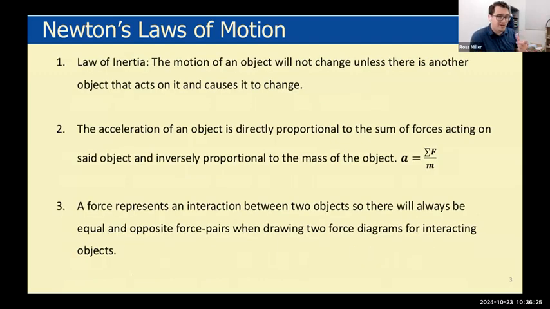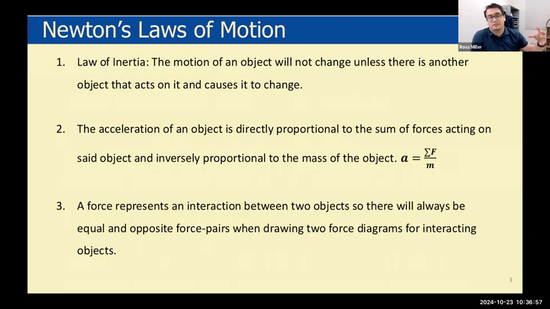I've edited the way they're written in books a little bit. So the first law of motion is often called the law of inertia. It says the motion of an object will not change unless there's another object that acts on it and causes that motion to change. Another way this is said is: an object at rest will stay at rest, and an object in motion will stay in motion unless acted upon by an external force. So that's the two ways to say the first law.